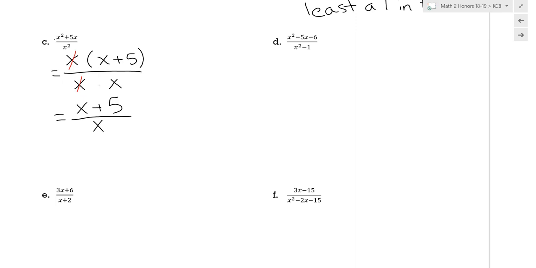Okay. Now I'm going to make my second important point. Only cancel out multiplication.